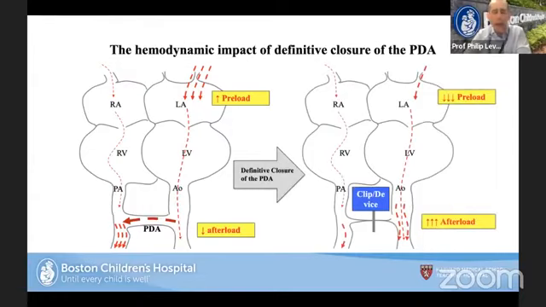You can do a PDA ligation in America, in North America. In Europe, they are doing device closures of the PDA. It's an abrupt closure. And all the blood that was going into the lungs, well, guess what? It's not going into the lungs anymore. So it's not coming back to the left atrium. So the preload goes down. There's less blood there. Now, all of that blood that was going into the lungs, where is it going? It's going to the body. It's a rush to the body. The body cannot handle it.